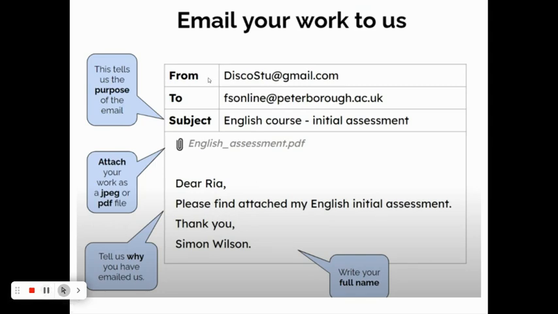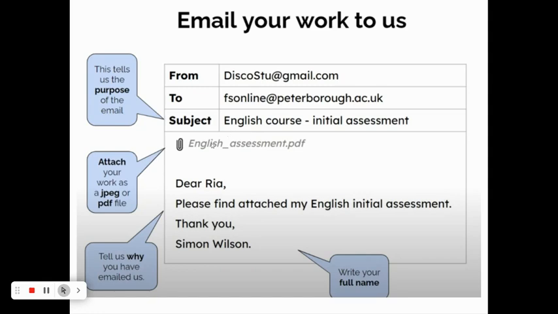So here is an example of an email from discostew@gmail to fsonline@peterborough.ac.uk. Please make sure that you always put a subject line because this tells us the purpose of your email. All right, so you're going to say that it's the English course that you're doing and that it's the initial assessment. You could also put the level of course that you're doing.